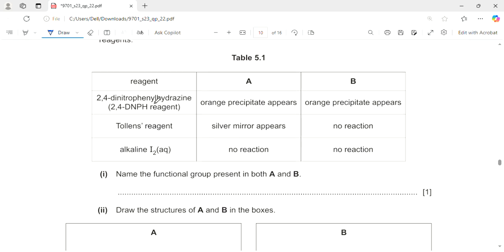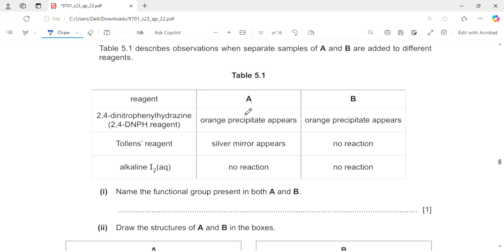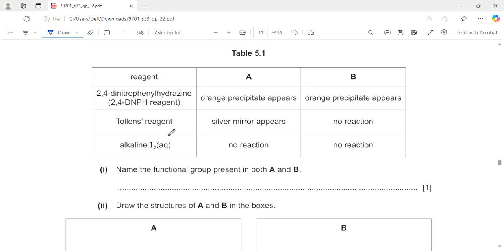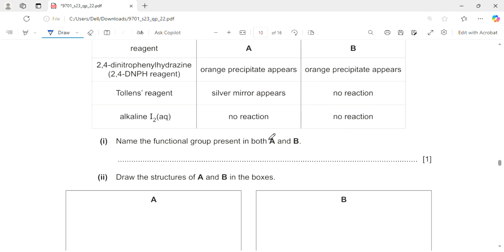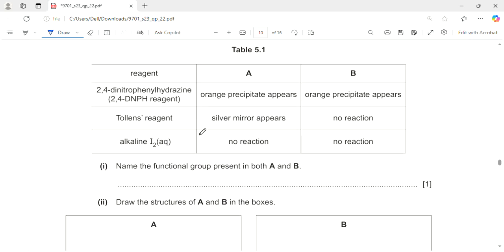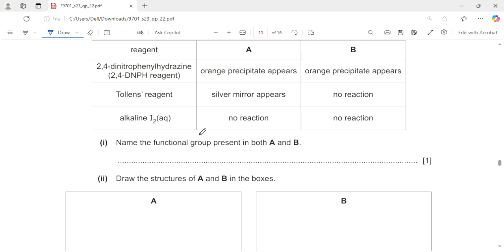A shows an orange precipitate and B shows an orange precipitate, so it must be a carbonyl. In the Tollens' reagent region, when A is added a silver mirror appears, so it must be an aldehyde, and B has no reaction, so it must be a ketone, and there is no reaction with alkaline I2. Name the functional group present in both A and B. The common group present is a carbonyl group.